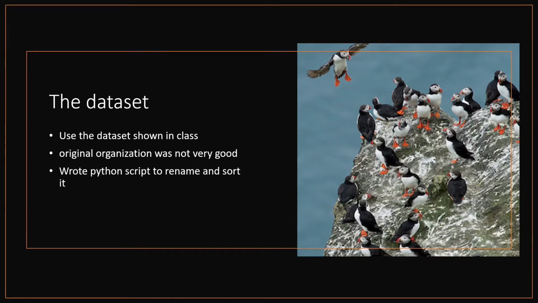The dataset I used was the one that was shown in class, like I mentioned earlier. It was originally not organized very well. I did not understand the organization. It was just a whole bunch of numbers, and they didn't correlate with the number of pictures in the files to begin with. So, not too sure what was going on there. I ended up writing a Python script to rename it and then sort the data.